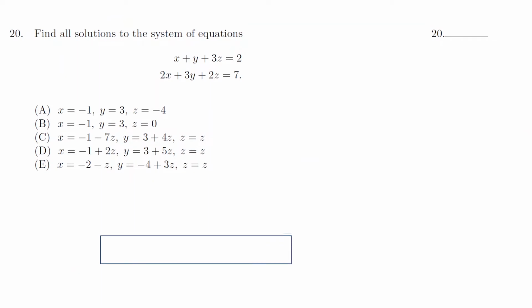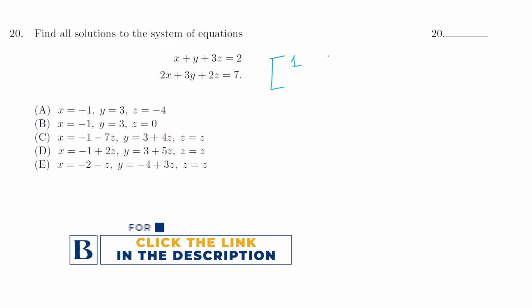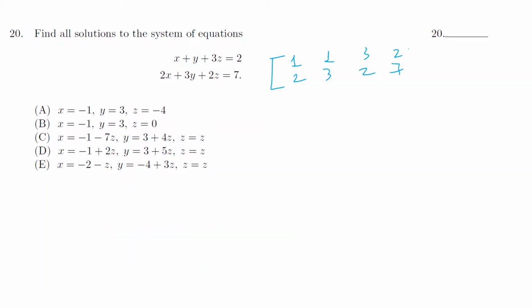Let's do the matrix and use the Gauss Jordan. 1, 1, 3, 2, 2, 3, 2, 7. So I have to do row 2 equals row 2 minus 2 row 1. So my row 1 stays the same, 1, 1, 3, 2. And this guy is going to be 2 minus 2, that's 0. 3 minus 2 is 1. 2 minus 6 is -4, 7 minus 4, 3.